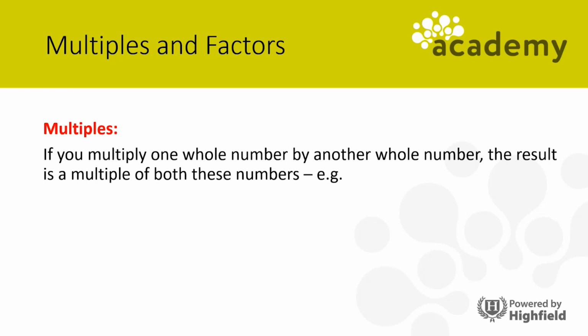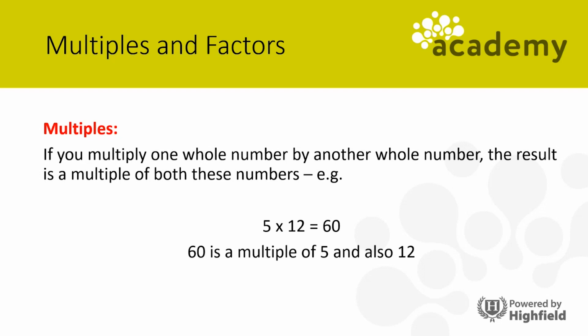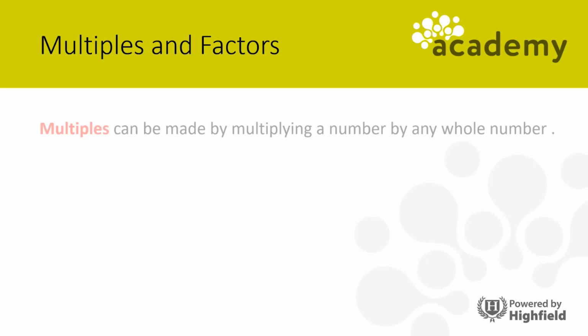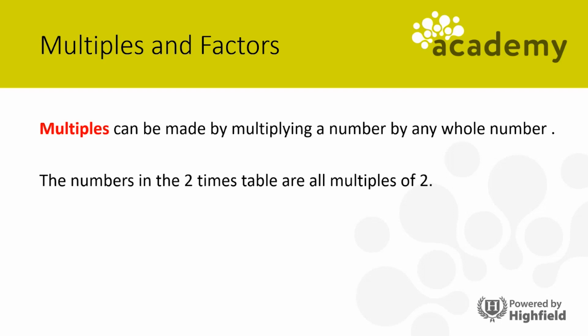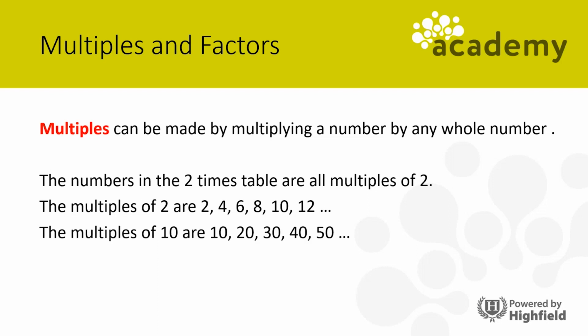If you multiply one whole number by another whole number, the result is a multiple of both of these numbers. For example, 5 times 12 equals 60. 60 is a multiple of 5 and also 12. Multiples can be made by multiplying a number by any whole number. The numbers in the 2 times table are all multiples of 2. For example, 2, 4, 6, 8, 10, 12, etc. And the multiples of 10 are 10, 20, 30, 40, 50, and so on.